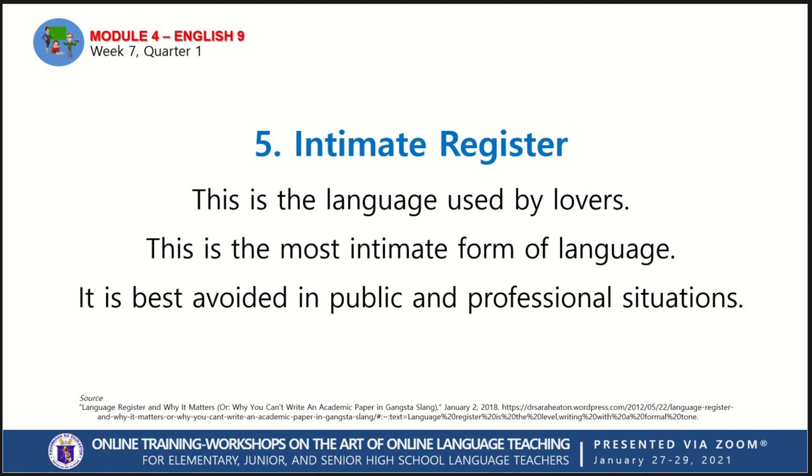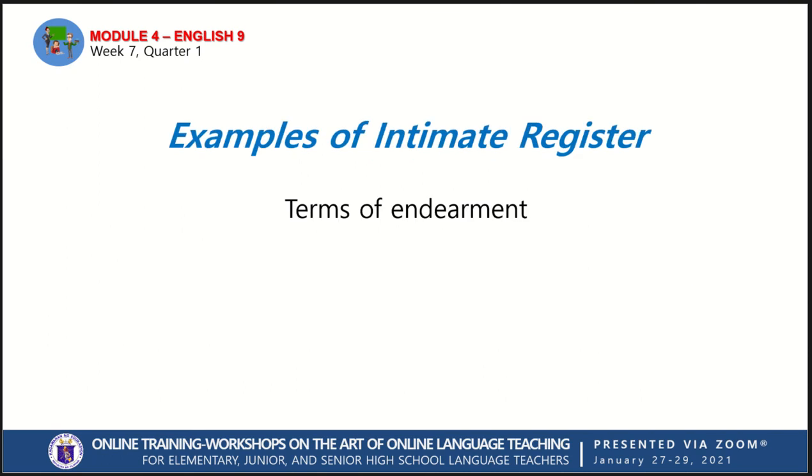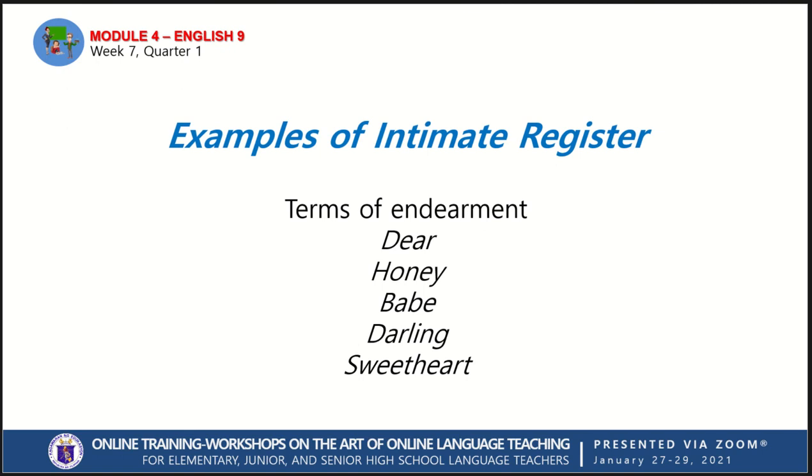The fifth concept of language registers is intimate register. This is the language used by lovers. This is the most intimate form of language, as the name suggests. It is best avoided though in public and professional situations. We can have the terms of endearment like dear, honey, babe, darling, and sweetheart as examples.